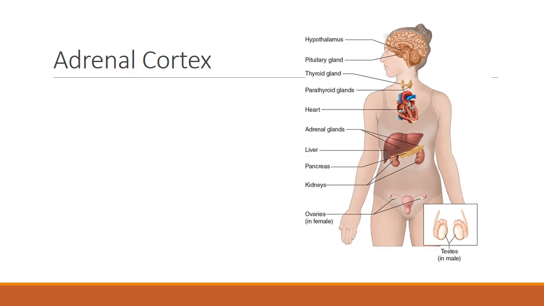Okay, so looking at the adrenal glands, there are two parts of the adrenal glands we're going to talk about. We're going to talk about the adrenal cortex first. The adrenal glands are kind of hard to see here. If you look at the picture, they're kind of hidden. They actually sit right atop each kidney. So right where, if you're looking at the pointer, right on top of each kidney, you have an adrenal gland.